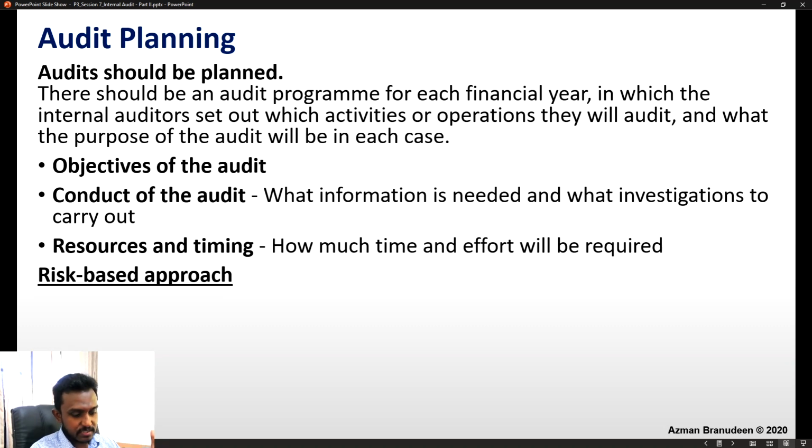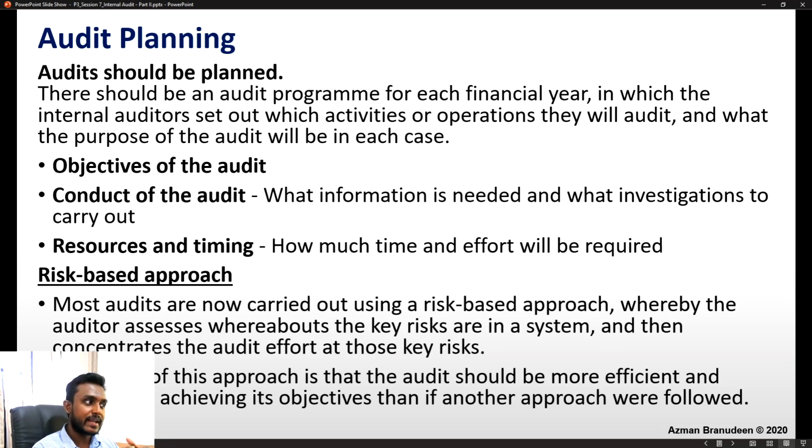Let's take a look at a risk-based approach to audit planning. Most audits are now carried out using a risk-based approach because you have to prioritize, whereby the auditor assesses whereabouts the key risks are in a system and then concentrates the audit efforts at those key risks. The result of this approach is that the audit should be more efficient and effective at achieving its objectives than if another approach were followed. So when you're approaching it from a risk-based approach, even in the planning aspect, you get a grip on what is more important and what is less important, and therefore you can plan it out in that sense.